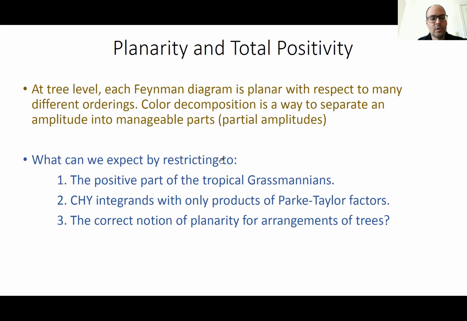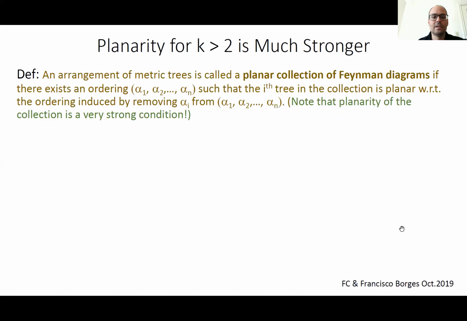What can we expect by restricting to the positive part of tropical Grassmannians or CHY integrands with only products of Parke-Taylors, or the correct notion of planarity for arrangements of trees, whatever that notion is? Well, first we have to define the notion of planarity. And for that, let me give you a definition. We say that an arrangement of metric trees is called a planar collection of Feynman diagrams if there exists an ordering alpha such that the i-th tree in the collection is planar with respect to the ordering induced by removing alpha i from the order alpha.